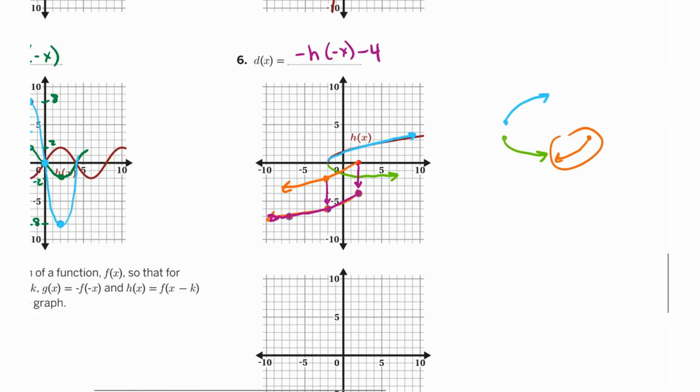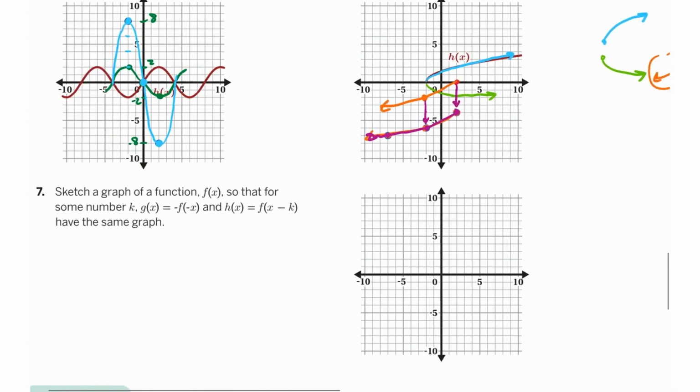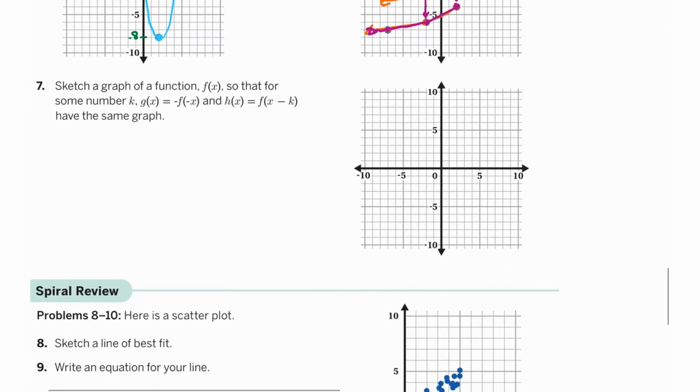All right, for number 7, we got: sketch a graph of a function f of x so that for some number k, g of x equals negative f of negative x, and h of x equals f of x minus k have the same graph. So this was a little bit of a theoretical question, a little bit tricky to go through, but what it's really saying is that g of x, if we were to reflect it vertically and horizontally over the x-axis and the y-axis, we could get the same thing that if we just shifted it a certain number of units to the right or left.